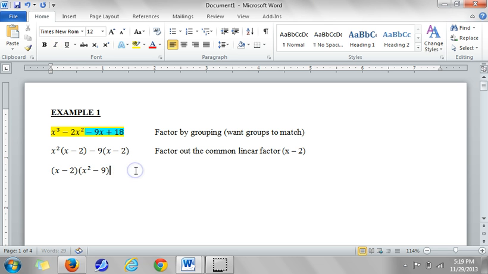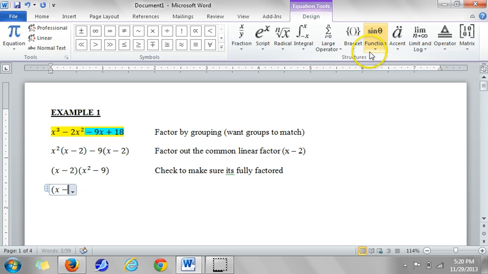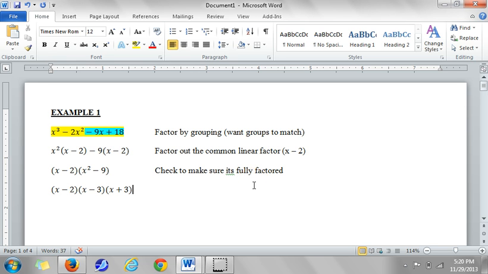So now this is written in factored form, but I'm not quite finished yet. You always want to check to make sure it's fully factored. In this case, it's not, because x squared minus 9 follows the pattern of the difference of two squares. So I still want my x minus 2 in the front. X squared minus 9 factors to x minus 3, x plus 3. It doesn't matter what order you write that in. I could have also written x plus 3, x minus 3, and that would be okay. So that is the final answer to your first example.